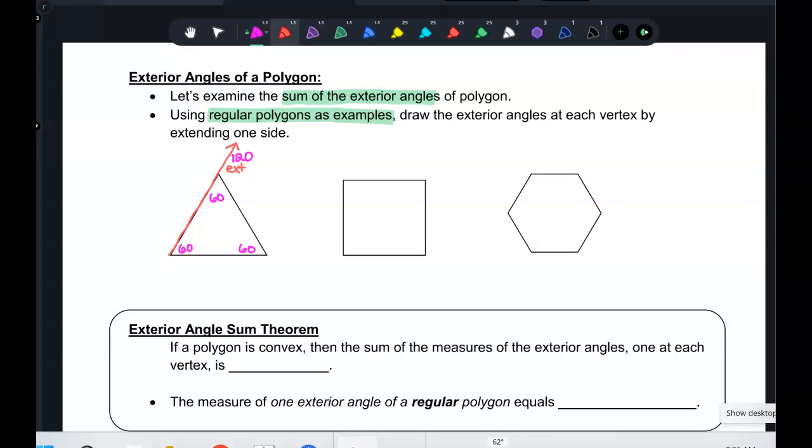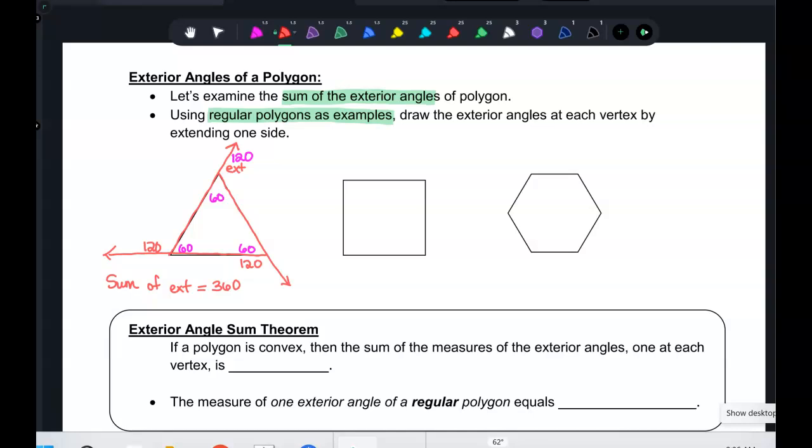Now I'm going to extend another side, so I'm going to go this way. Wouldn't they all be 120? They're all going to be 120. Then I'm going to extend this direction, going around clockwise. What do we notice about the sum of the exterior angles? 120 plus 120 plus 120 is 360. So that's 3 sides.